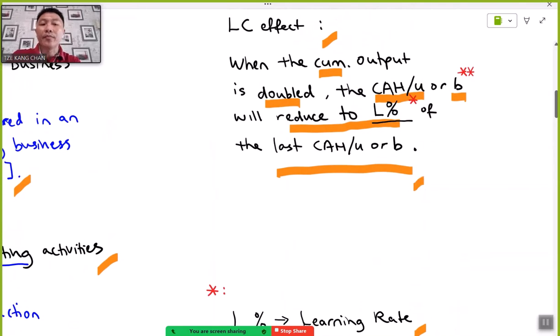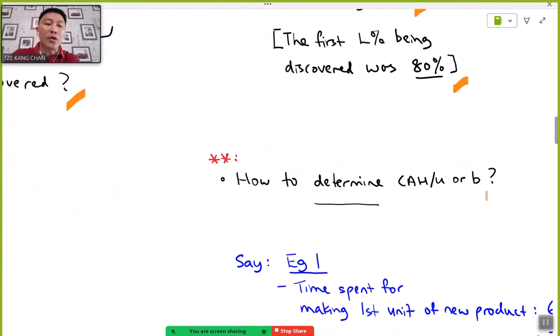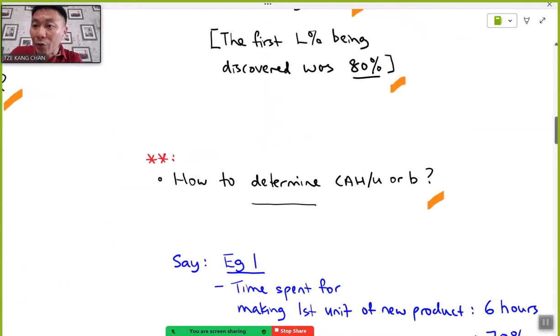When output doubles, what do we mean by cumulative average hours per unit or batch? To understand further about such a number, let's refer to the double asterisk below. The cumulative average hours spent per unit or batch simply refers to the average time spent for a unit or a batch of the production as output increases. And this is definitely the most fundamental number that you need to be able to calculate and derive in the exam.